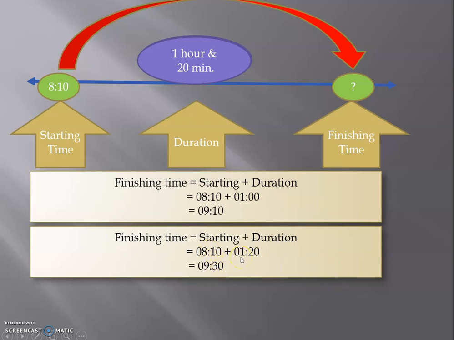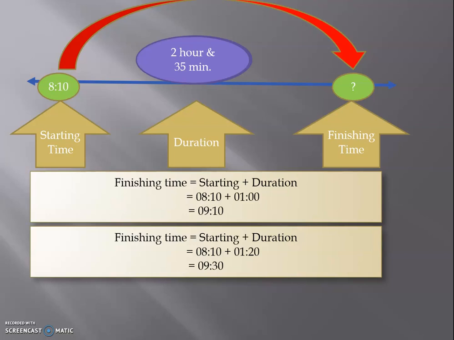And now the hours with the hours. 8 and 1 more hour will be 9. So the finishing time for the swimming class is 9:30. Or another way, half past 9. Do you remember what 30 minutes means? Half past. And half past which hour? Half past 9.